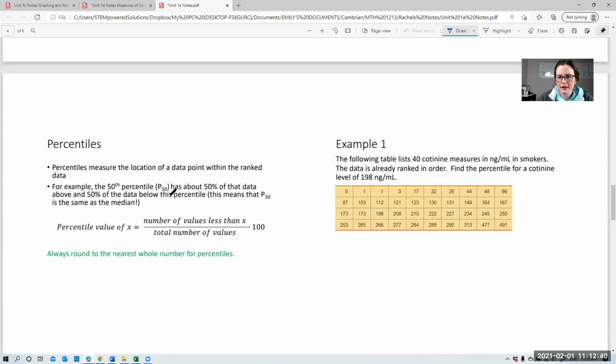Example: the following list gives 40 cotinine measures in nanograms per milliliter in smokers. The data is already ranked in order. Find the percentile for a cotinine of 198 nanograms per milliliter. So 198 is right here, and there's 1, 2, 3, 4, 5, 6, 7, 8, 9, 10.